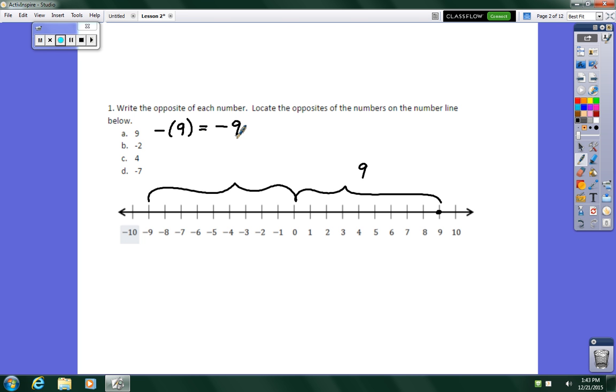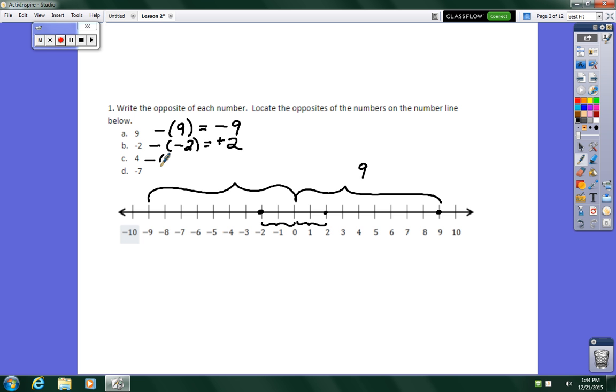Okay? Now this one is the opposite of negative 2. Okay? Negative 2 is right here. It is 2 spaces from 0. So if we go 2 spaces in the opposite direction, the opposite of negative 2 is positive 2.